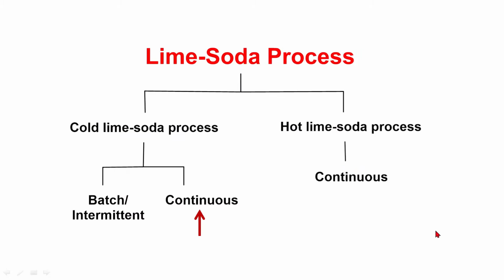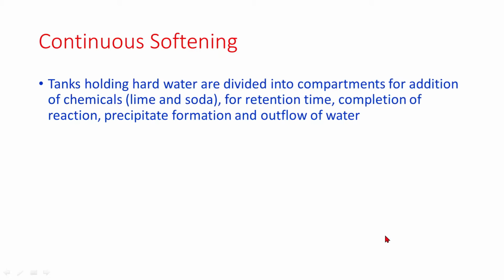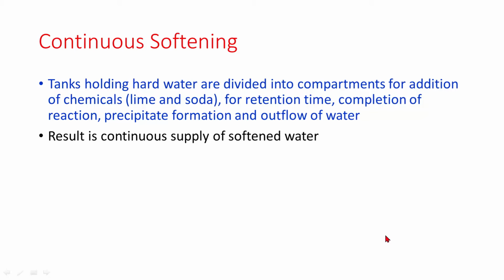Now we will discuss the cold lime soda process, which is continuous type. Tanks holding hard water are divided into compartments for addition of chemicals, that is lime and soda, for retention time, completion of reaction, precipitate formation and outflow of water. The result is a continuous supply of softened water.